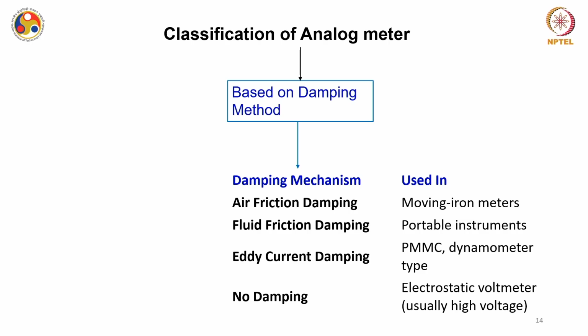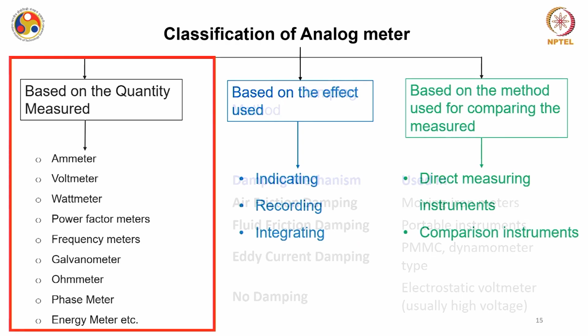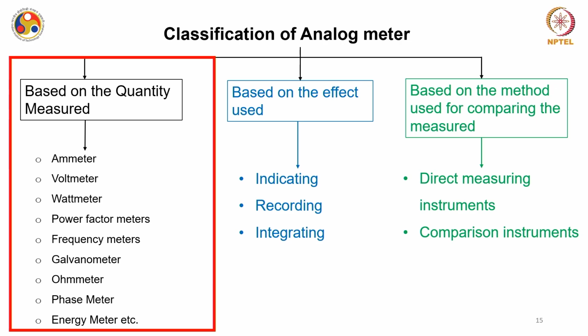Some of the examples of these damping mechanism based meters are, say, for air friction damping, mostly this is used in the moving iron meters. Similarly, fluid friction damping is very popular in portable instruments, PMMC, dynamometer type of things, and so on. And then the electrostatic voltmeter, which is basically operated at high voltages, so you do not provide any external damping. So, this is the classification.